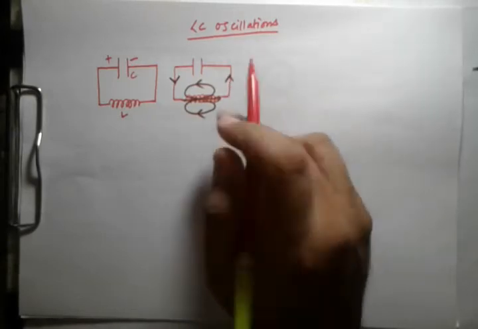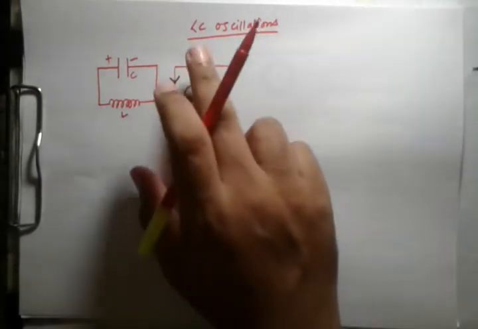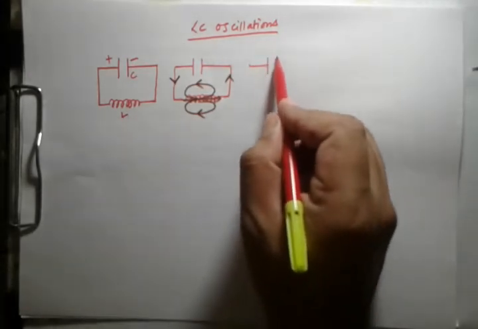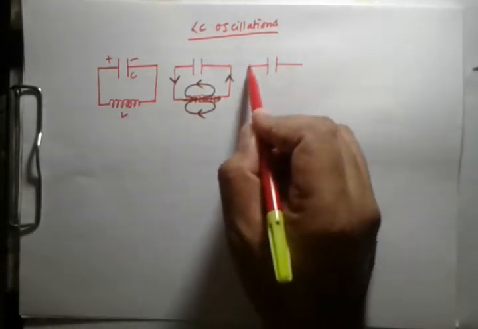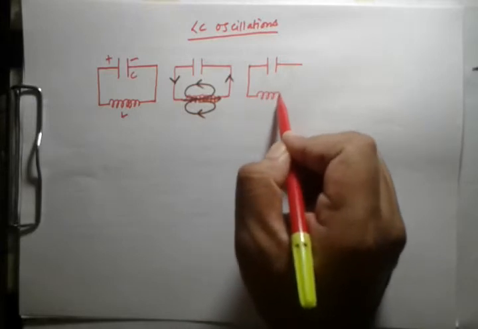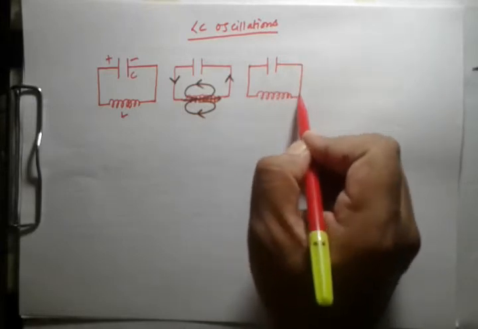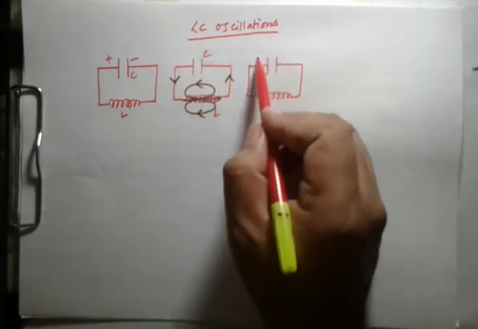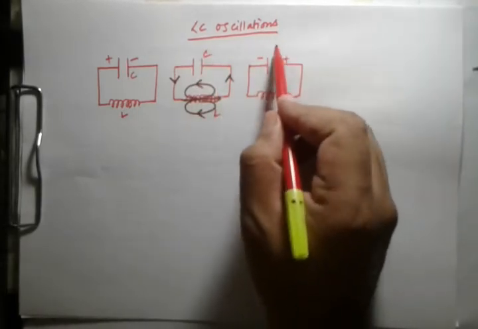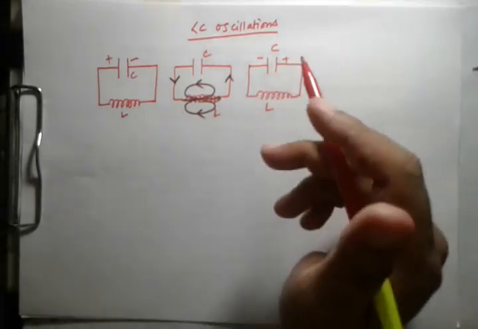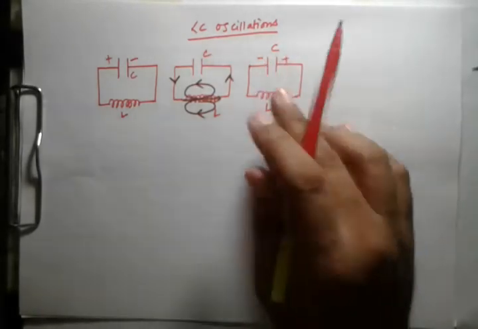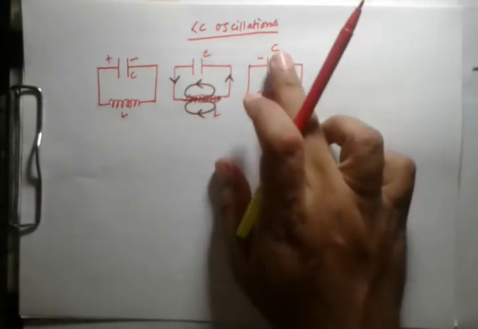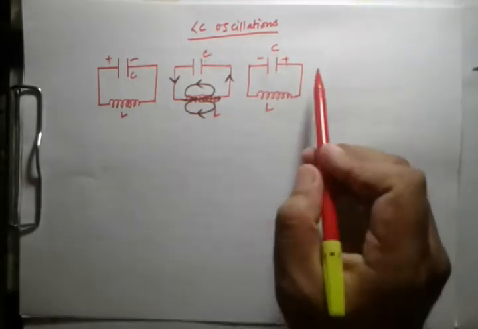Now after that what will happen? This energy will again recharge the capacitor. So the capacitor will become like this. The capacitor will get recharged, but the polarity will be changed. So you can understand the polarity is changed. And in the next case, again this capacitor will discharge and will also produce a magnetic field around the inductor. You can say the capacitor will discharge through this inductor.